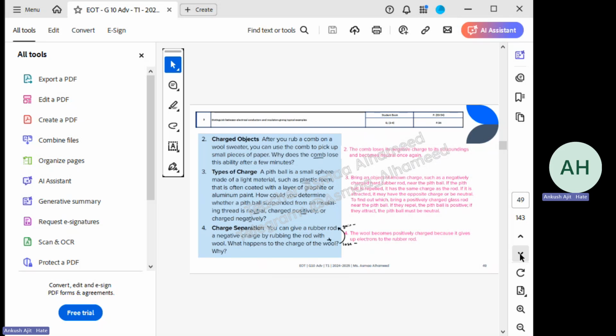We can give a rubber rod a negative charge by rubbing the rod. What happens to the charge of the wool? Okay. After you rub a comb on the wool sweater, you can use the comb to pick up small pieces because the comb loses its negative charge to its surroundings and becomes neutral once again. Pith ball is a small sphere made of light material, such as plastic foam, that is often coated with a layer of graphite or aluminum paint.